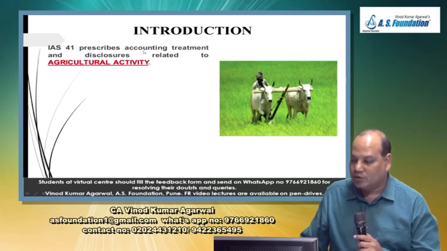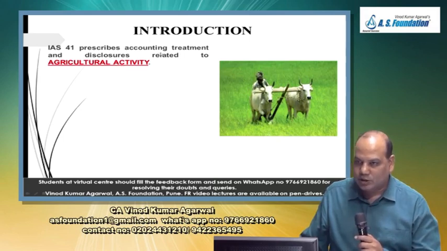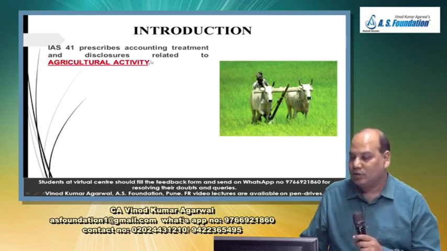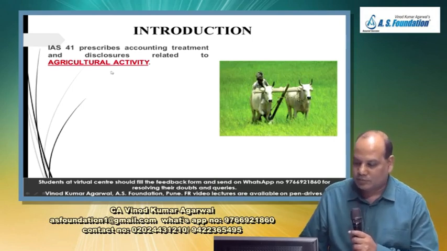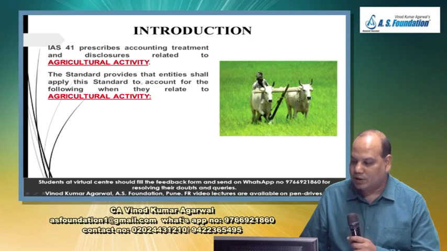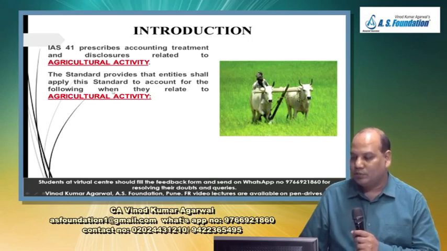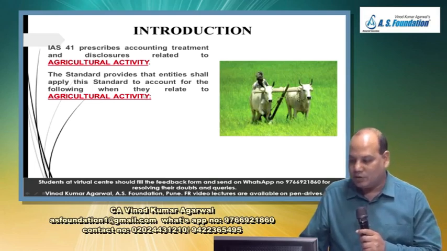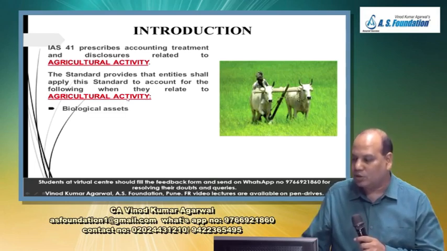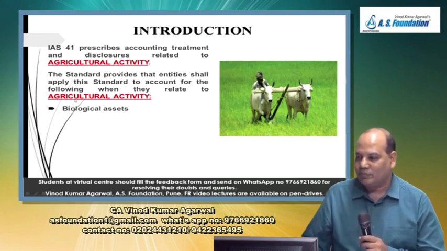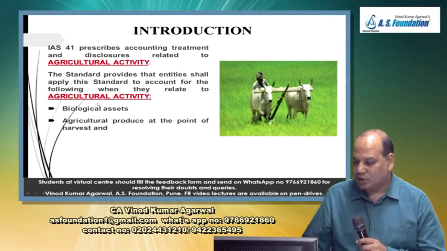IAS 41 prescribes accounting treatment. The first part will be dealing with accounting treatment for the next few minutes, and towards the end we'll discuss the disclosure part relating to agricultural activity. The standard provides that an entity shall apply the standard to account for the following when they relate to agricultural activity. So the focus of the standard is only on agricultural activity, and that too it deals with items like biological asset. Meanings we'll see below. What is biological asset? Agricultural produce. This is the scope of the standard.